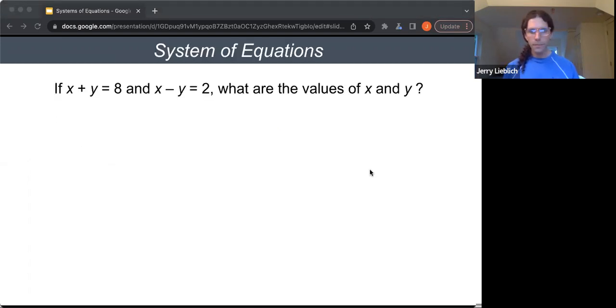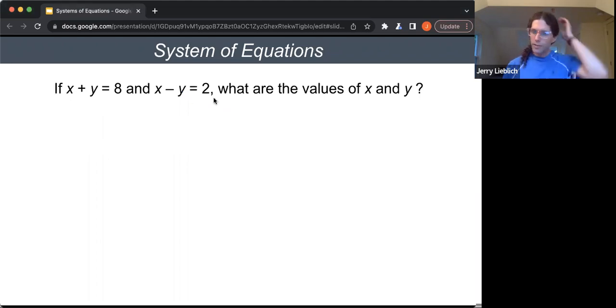So let's try another one here. Another system of equations. Decide which way you want to do it. Send me your answers when you have them, please.